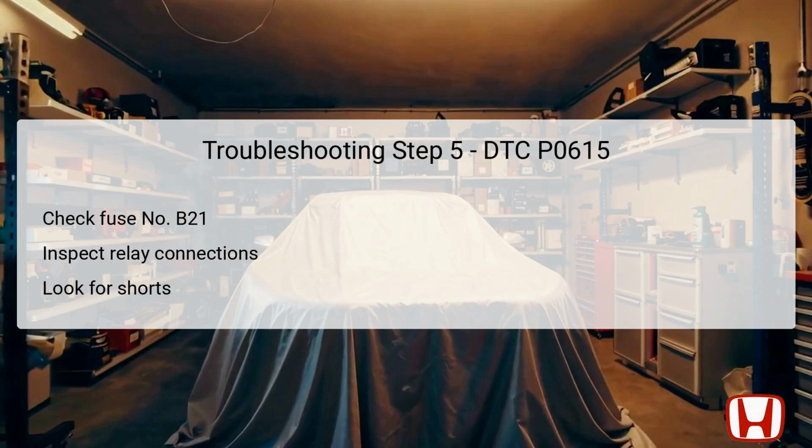The fifth troubleshooting step requires the inspection of fuse number B21, as it is pertinent to the relay circuit's function. Begin this step by turning the vehicle to the off-lock mode, which allows for safe handling of electrical components. Locate fuse number B21, rated at 10 A, which is situated in the under-dash fuse/relay box.